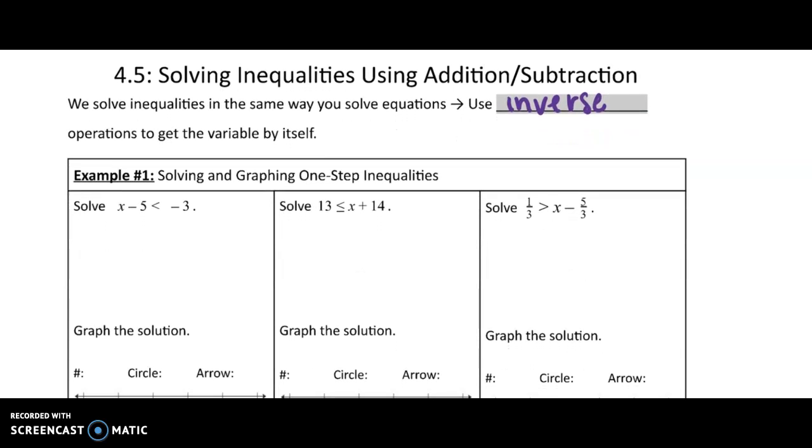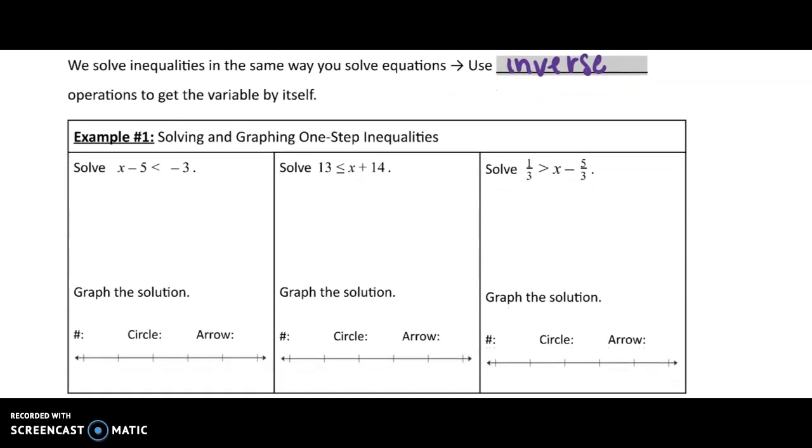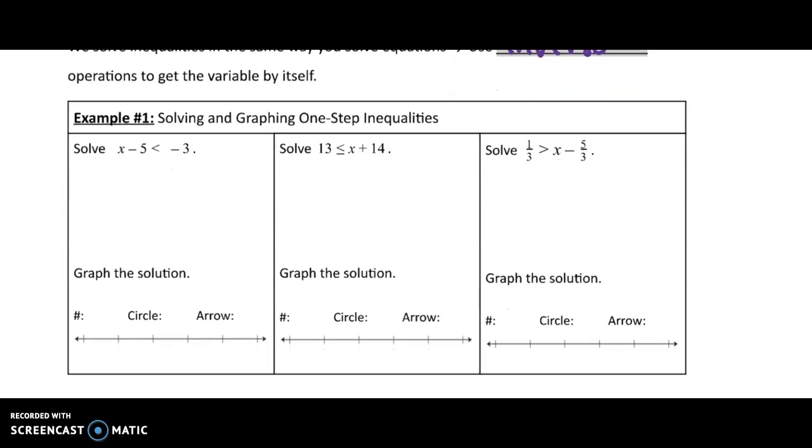Example 1, solving and graphing one-step inequalities. So solve x minus 5 is less than negative 3. Just like we did when we solved equations, we are going to draw a line, only instead of drawing it down our equal sign, now we are going to draw it down our inequality. Then we do the opposite of what's happening next to our variable. We are subtracting 5, so the opposite is to add 5.